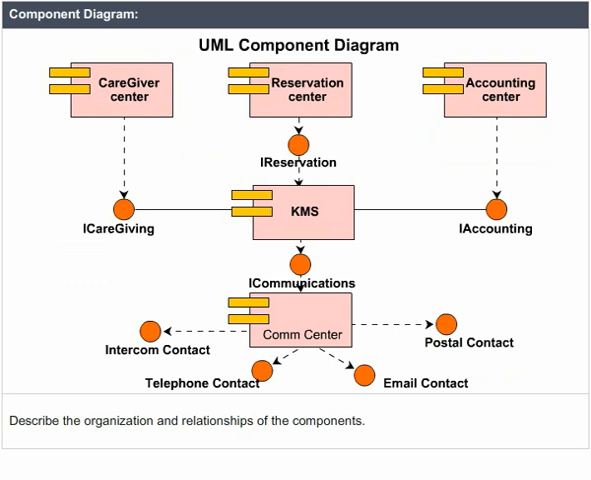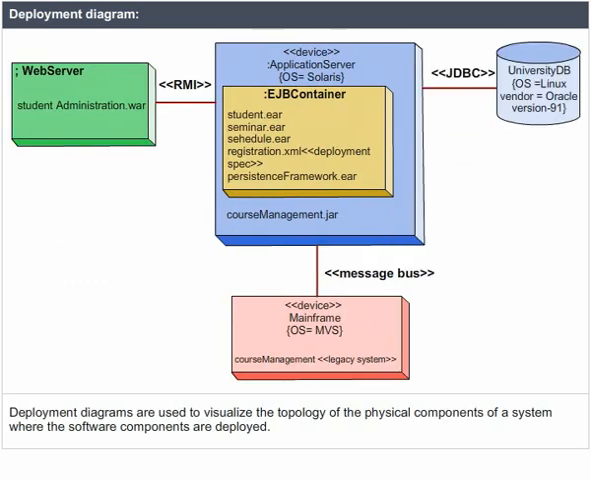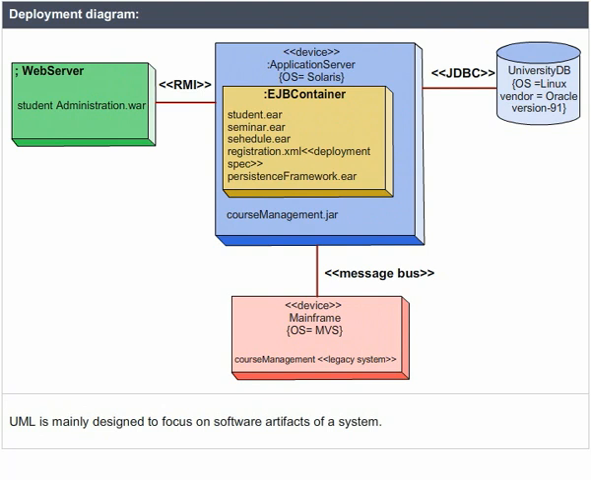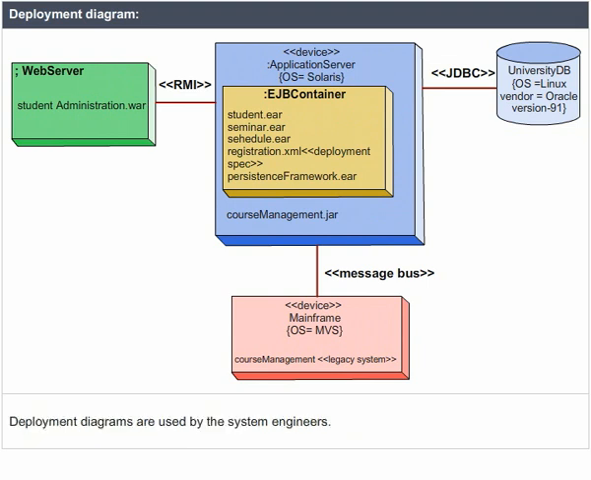the components. Deployment diagram. Deployment diagrams are used to visualize the topology of the physical components of a system where the software components are deployed. UML is mainly designed to focus on software artifacts of a system. UML diagrams are used to handle logical components, but deployment diagrams are made to focus on the hardware topology of a system. Deployment diagrams are used by system engineers.